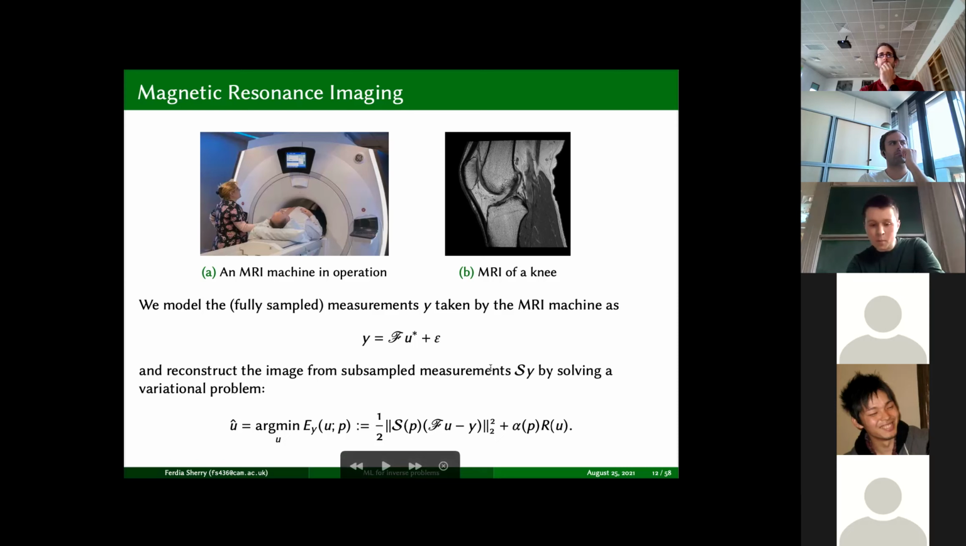The way we'll do this is we have our variational regularization problem, and we want to jointly learn some parameterization of the sampling pattern, which you can think of as a projection operator, and the regularization parameter.